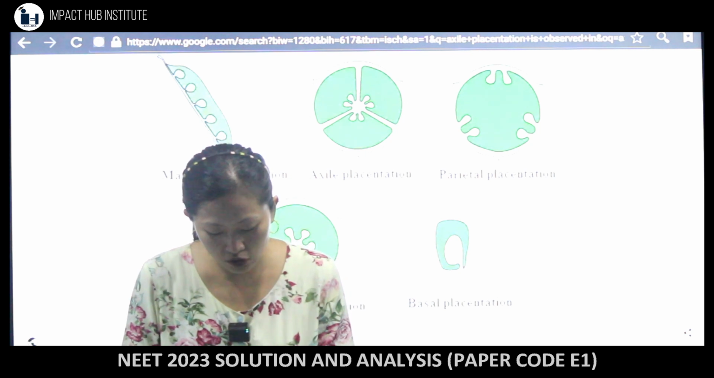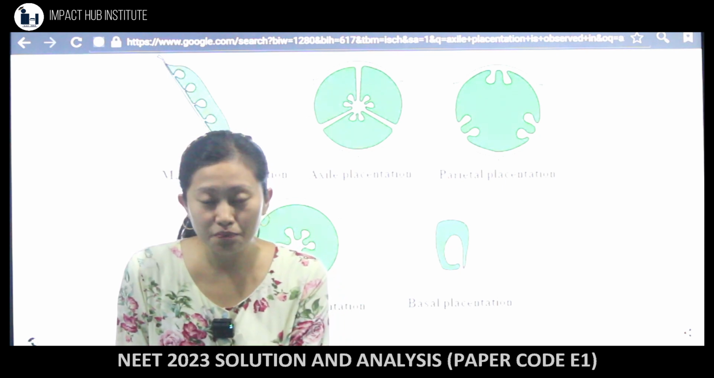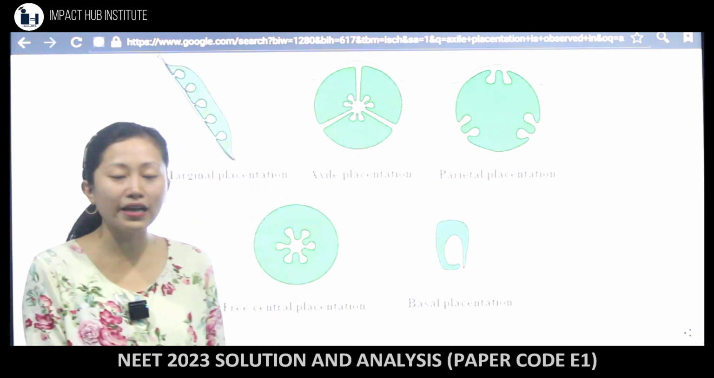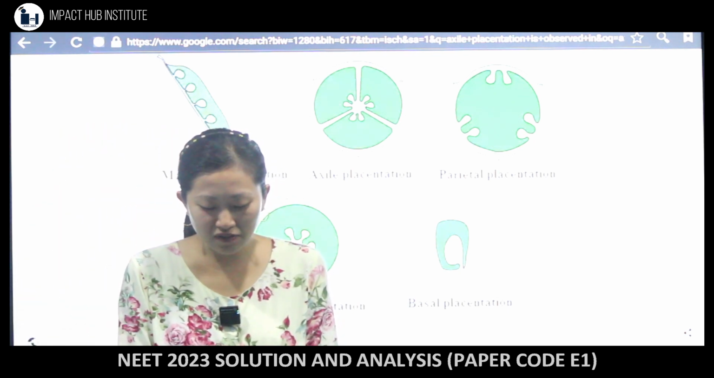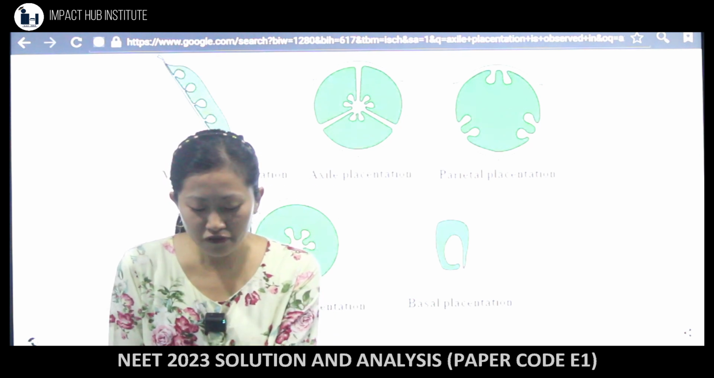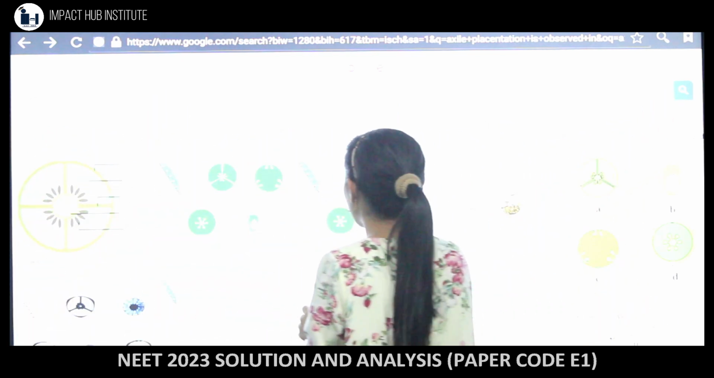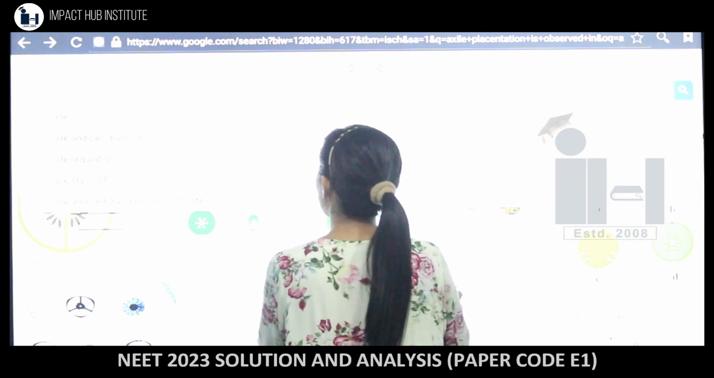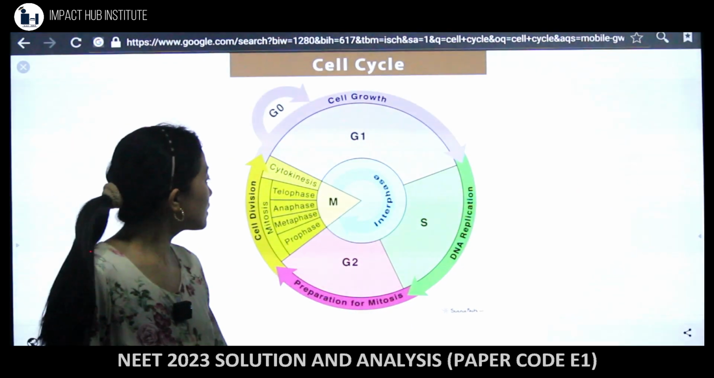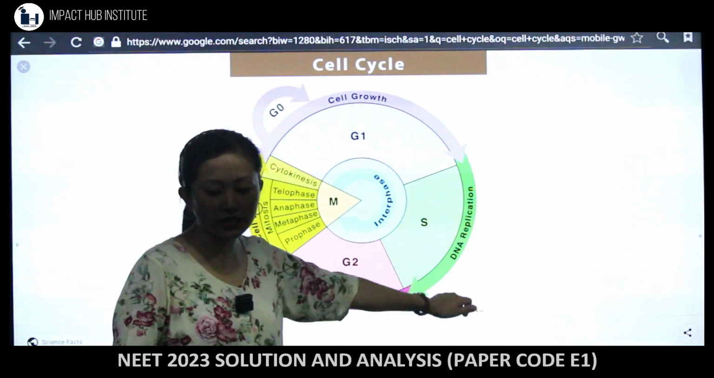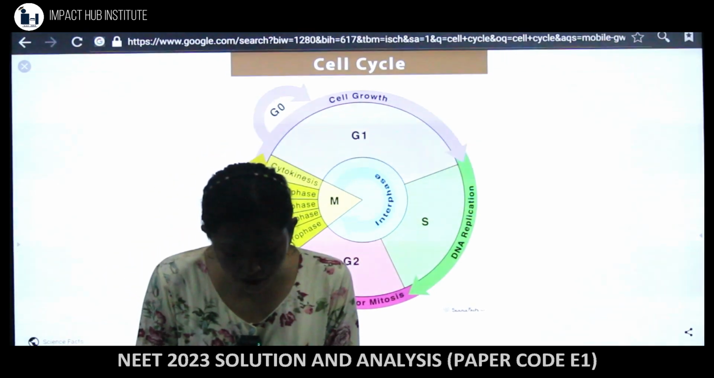Coming to question number 114, among eukaryotes, replication of DNA takes place in, this is a very simple and direct one, that is the S phase. So in cell cycle and cell division, we have learned that there are the G1 phase, S phase, G2 phase, G0 phase. So it is in the S phase that DNA replication occurs. Coming to the next one, that is question number 115.